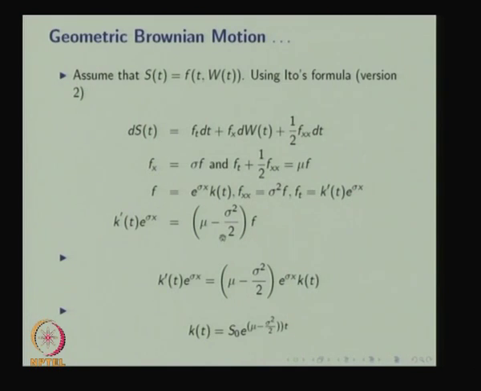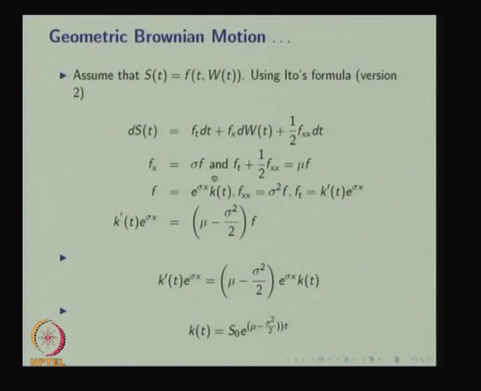Still k of t is unknown, so you have to find out the k of t, then you can get the f. So substitute f is equal to e power sigma x k of t, therefore you will have an equation, the ODE for the equation with the k of t. Therefore you can solve that equation and get the k of t. So k of t is nothing but s naught, that is s at the point initially at 0, e power mu minus sigma square t.